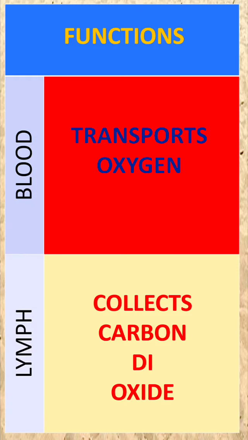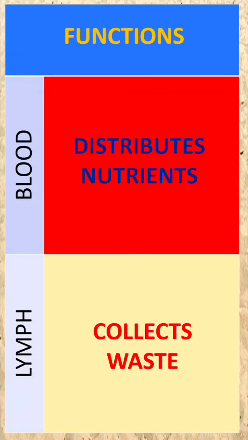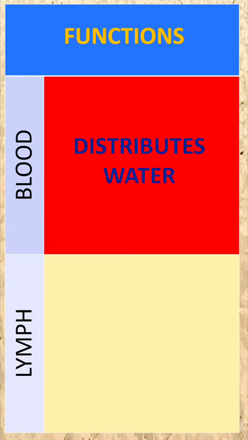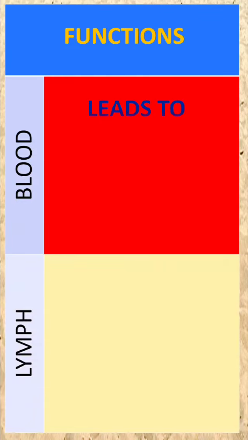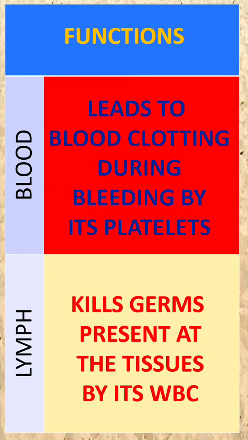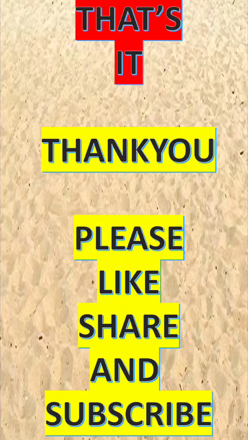Functions: the blood transports oxygen, whereas the lymph collects carbon dioxide. Function, second: the blood distributes nutrients, but lymph collects waste. Function: blood distributes water, whereas the lymph collects heat from the tissues. And next, blood leads to blood clotting at the event of bleeding, whereas the lymph kills the germs present in the food. And that's all in this video.